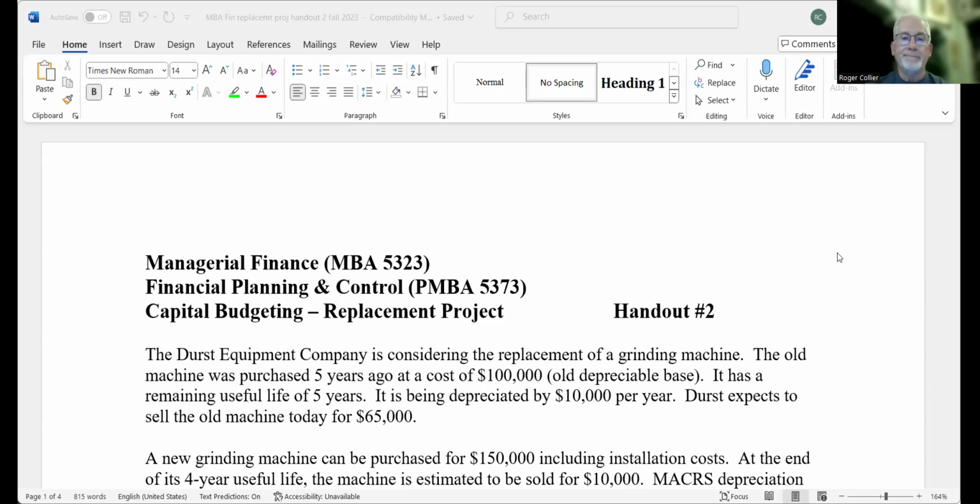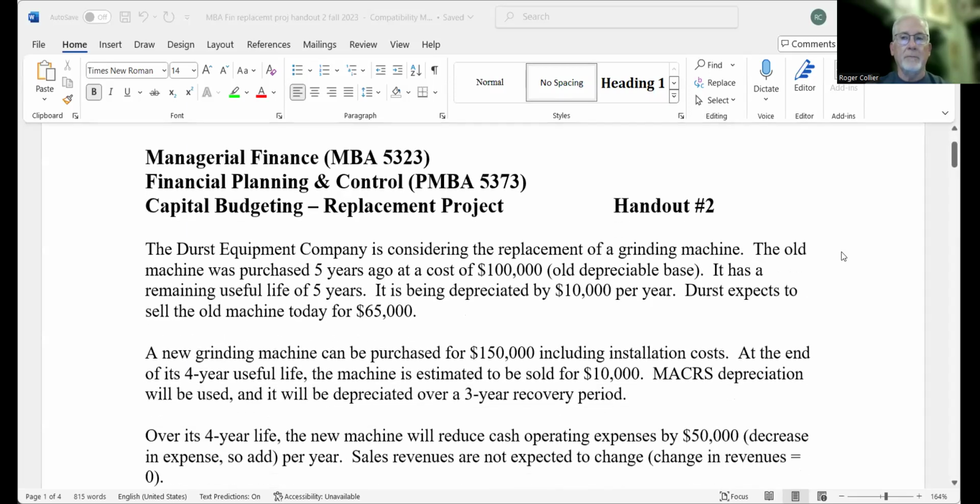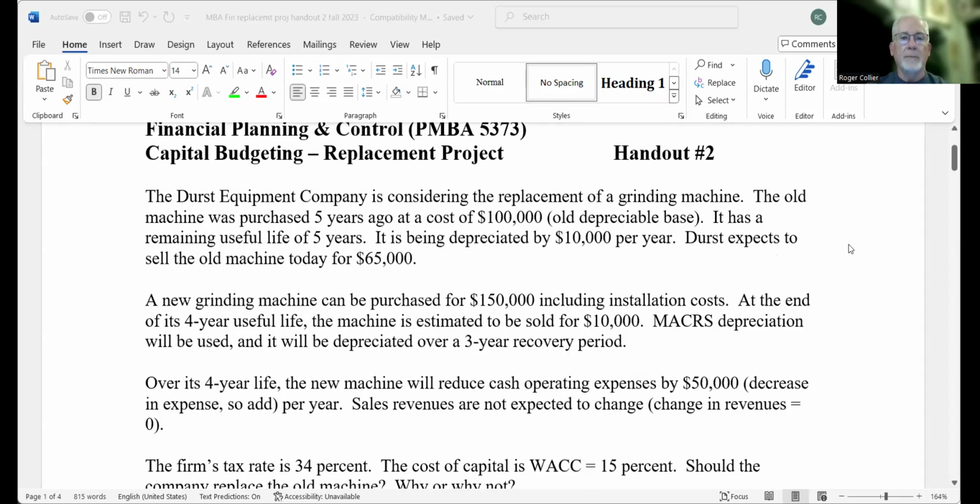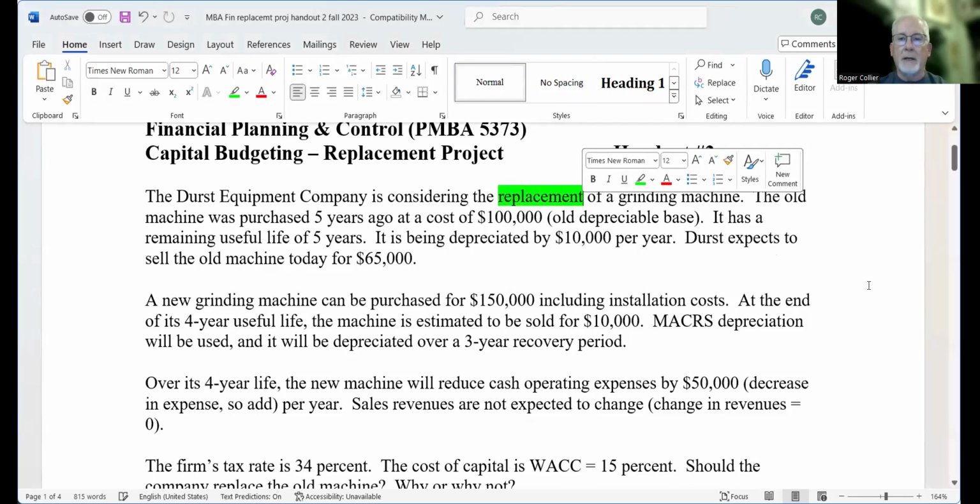Okay, I have another example. I'm going to share the handout with you and we'll work our way through it. Okay, replacement project. Sell an old one, buy a new one. Durst equipment. Considering replacement, there's the magic word replacement of a grinding machine. Right. Everything else in this first paragraph is about the old machine we're getting rid of.